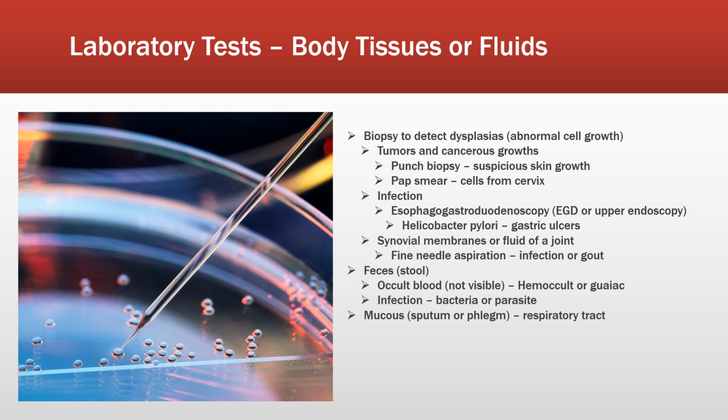Mucus produced in the respiratory tract may also be sent to the lab for testing. Sputum, also called phlegm, may be tested for tuberculosis, abbreviated TB, with an acid-fast bacillus or AFB culture, using an acid-fast stain to identify organisms. Other organisms are not stainable. Sputum may also be sent to cytology to evaluate for cells consistent with lung cancer.